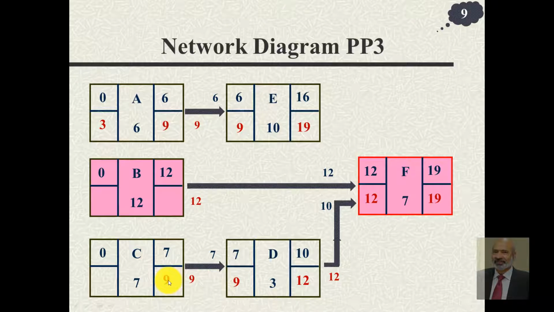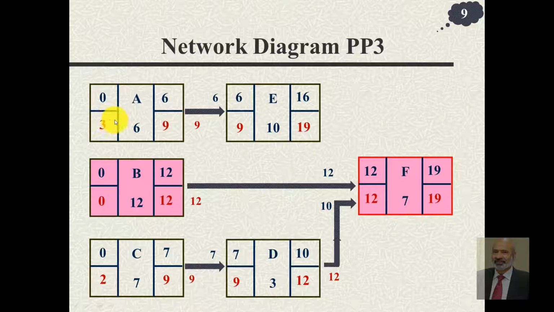9 becomes the latest finish time of activity C. Subtract 7 from it, you get 2. Here you write 12, 12 minus 12 is 0. Now it is obvious that this path, activity B followed by F, is the critical path. This is why I am showing it in slightly different color.